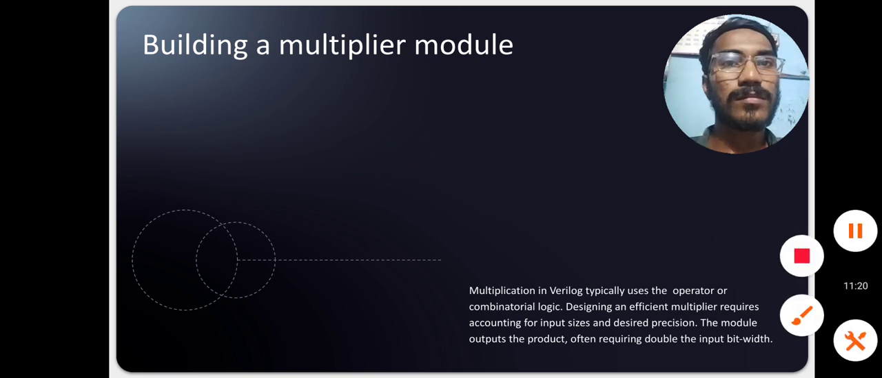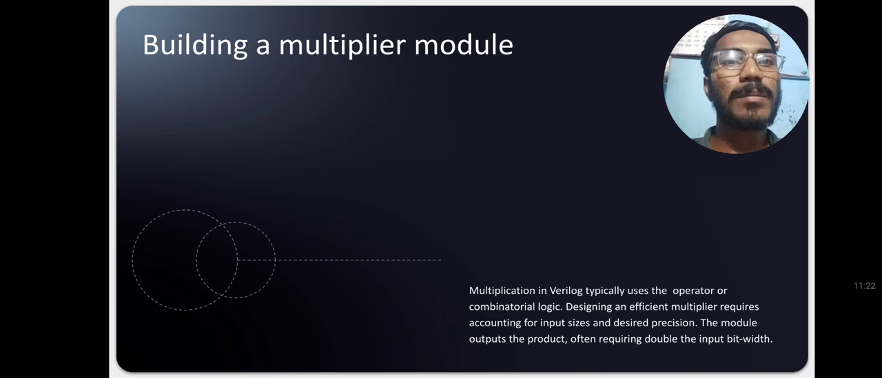How to build a multiplier module. The multiplication in Verilog typically uses the operator or combinational logic. Designing an efficient multiplier requires accounting for input sizes and the desired precision. The module outputs the product, often requiring double the input bit width.